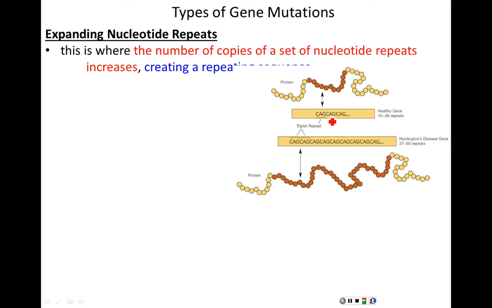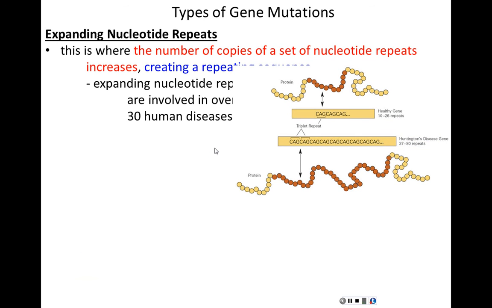This is the figure that I showed in that very first slide, in that very first lecture of the semester. Here the repeat is CAG, CAG, CAG. So we have a repeating sequence, but sometimes we increase the number of repeats from between 10 to 26 to 37 to 80. And so we have expanding nucleotide repeat mutations. And indeed, this was shown in the context of Huntington's disease in our very first lecture.